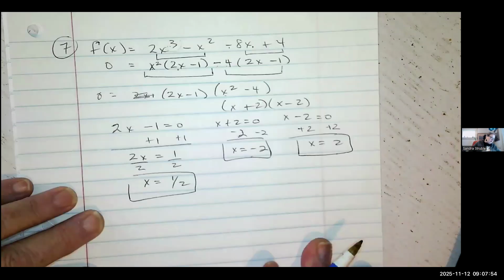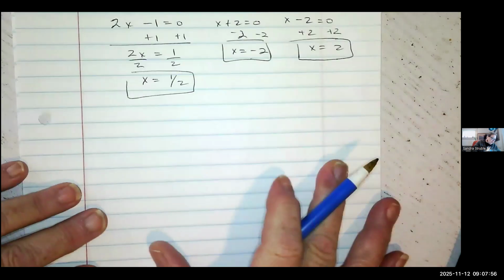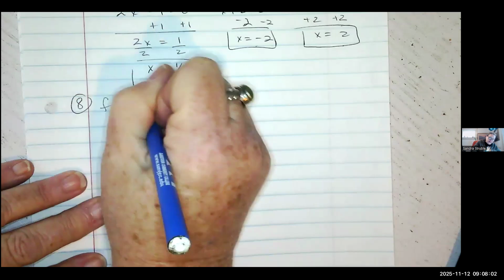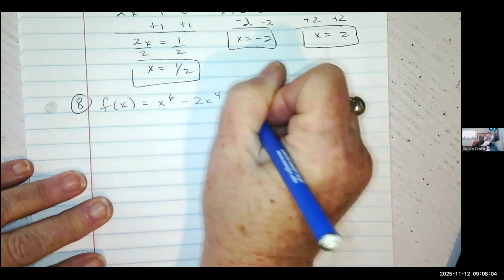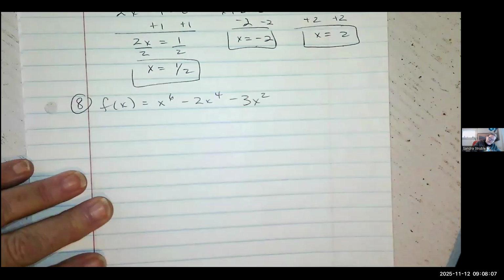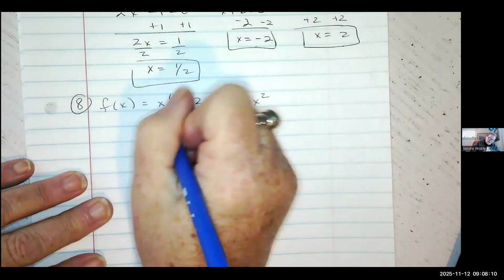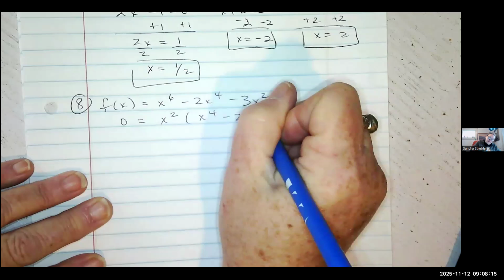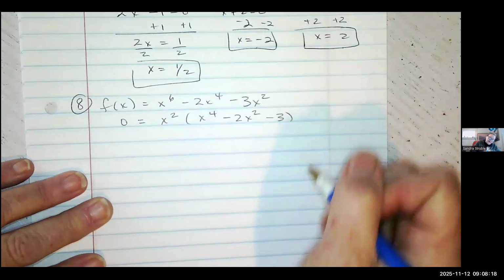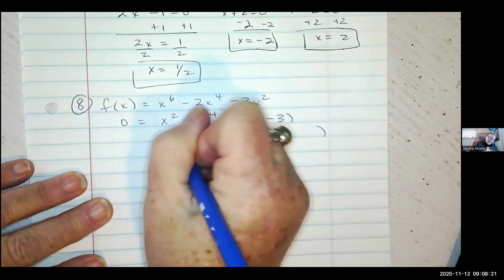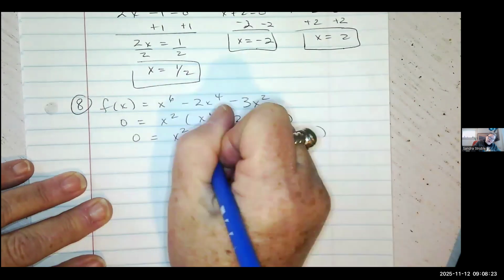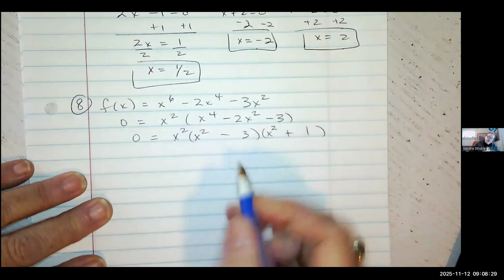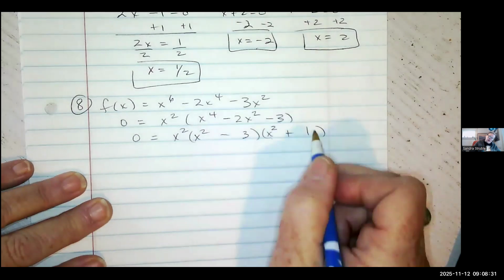The next one is find the zeros of the polynomial function. This is 8. F of x is x to the 6th minus 2x to the 4th minus 3x squared. What do they all have in common? X squared. I'm left with x to the 4th minus 2x squared minus 3. I can keep factoring this. Do not get rid of that x squared. X squared, 3, 1, negative, positive. Go through and check your OI, make sure it works. -3x squared plus x squared is -2x squared, so it works.